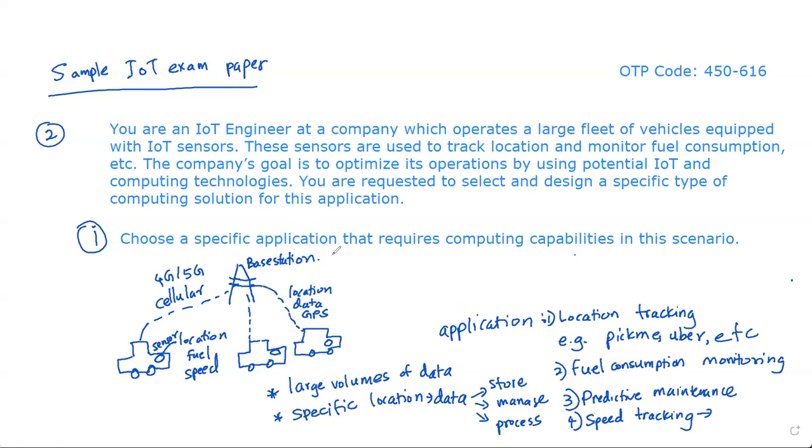So this question asks you to choose a specific application that requires computing capabilities. You need to choose a specific application like one of these 4 applications. You have to select one application, and then use that application to answer the next questions. So the second question is about evaluating the possibility of using cloud, edge, and fog computing for this application, and it also asks you to discuss the advantage of each approach.